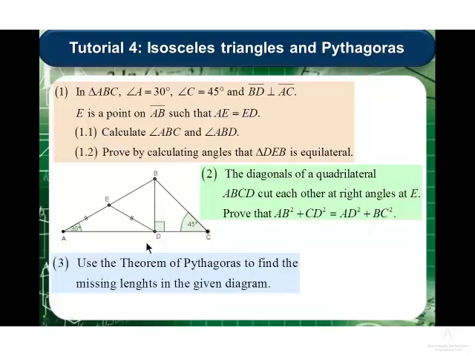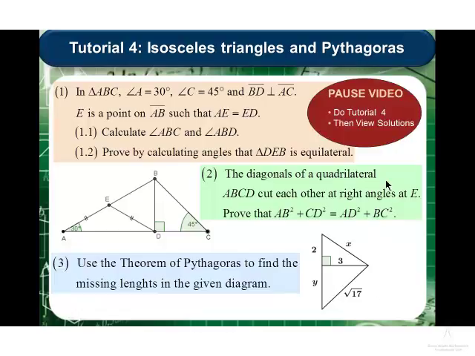In the third problem, we have to use the theorem of Pythagoras to find the missing lengths in the given diagram. So here we have a diagram, some information, there's a right angle, there's some side lengths being given, and there are unknown lengths y and x. And you have to find these unknown lengths making use of the theorem of Pythagoras. At this point in time, I suggest that you pause the video, do tutorial 4, and come back and view possible solutions. Let us have a look at the suggested solution for problem 1 of tutorial 4.